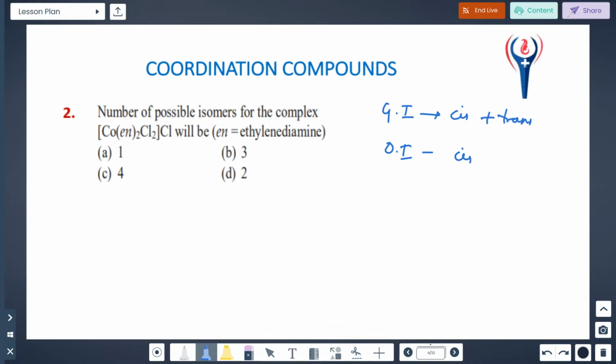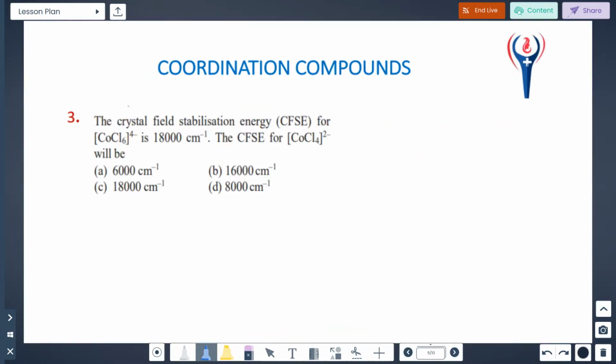Then how many isomers are possible? So only 3 isomers are possible. So the answer is 3. Understood? Are you following? Okay. Next one.